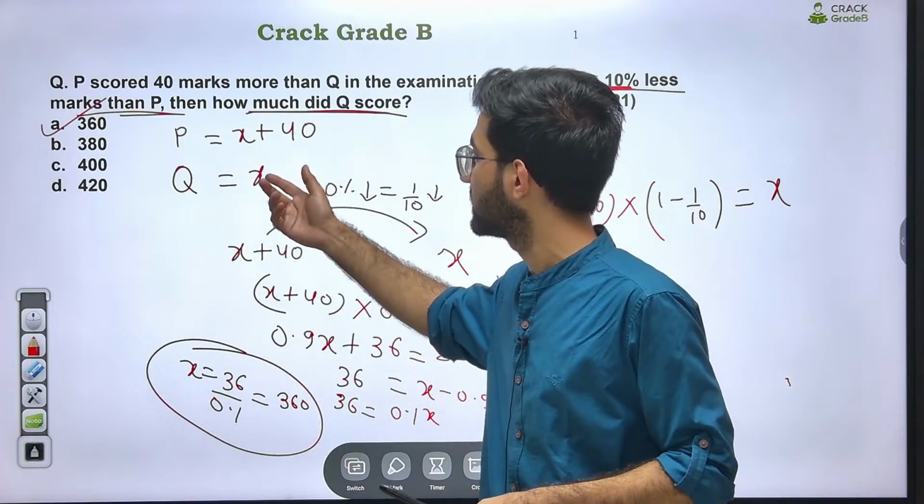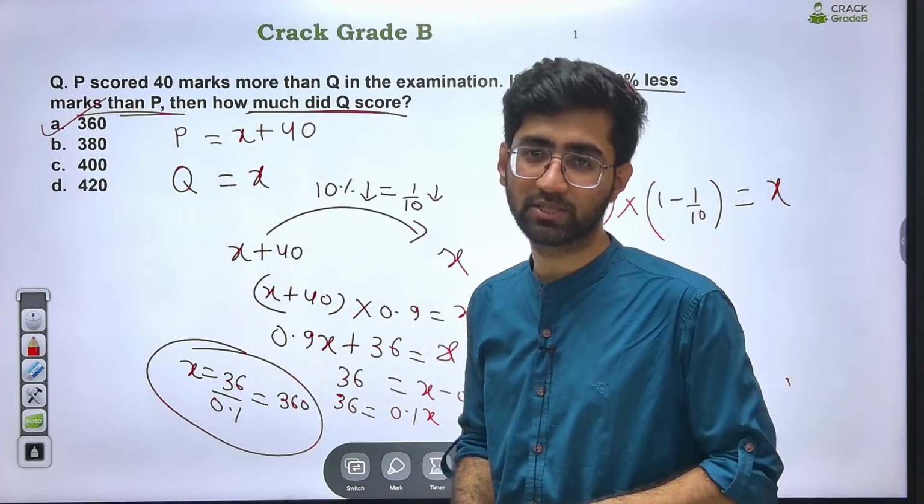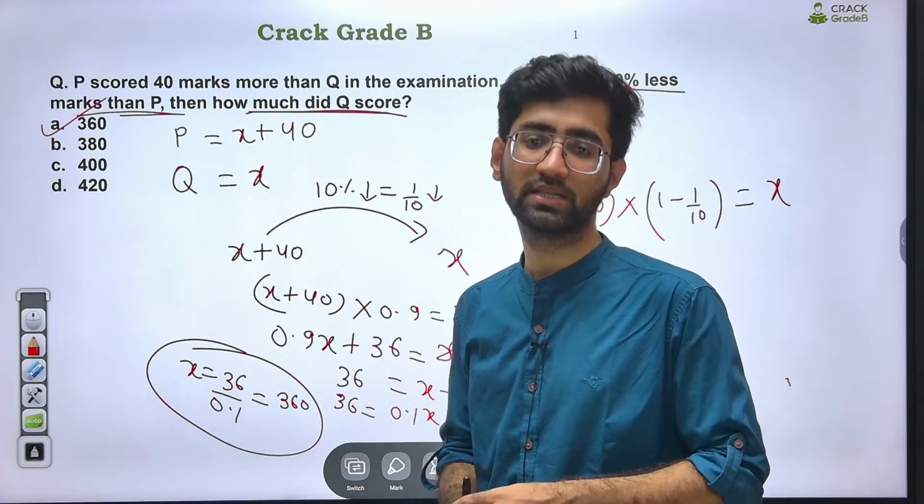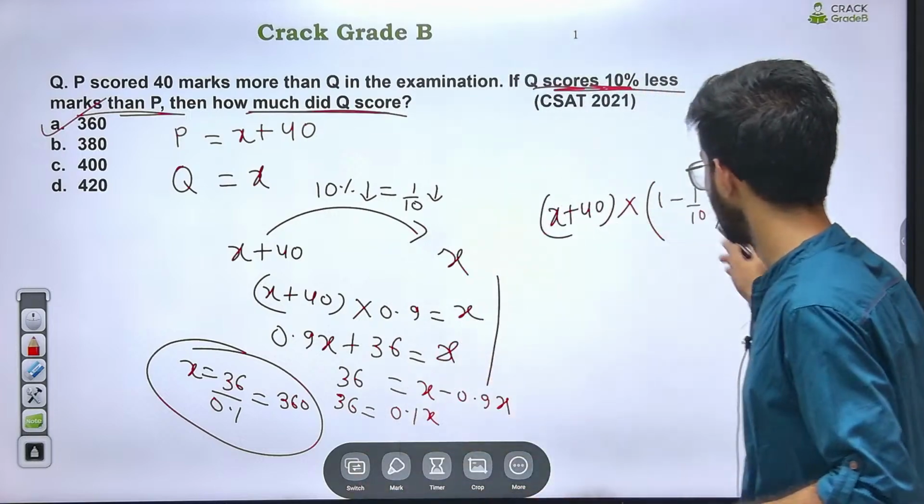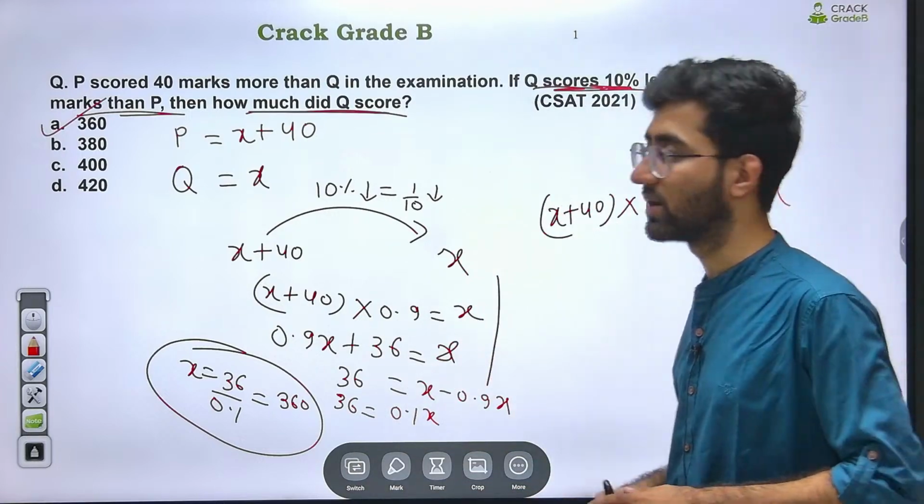If Q scores 10% less marks than P, what does it mean? It means that X is 90% of X plus 40. You can also think in that way, right? Or even if you solve this equation, you will get the same answer.